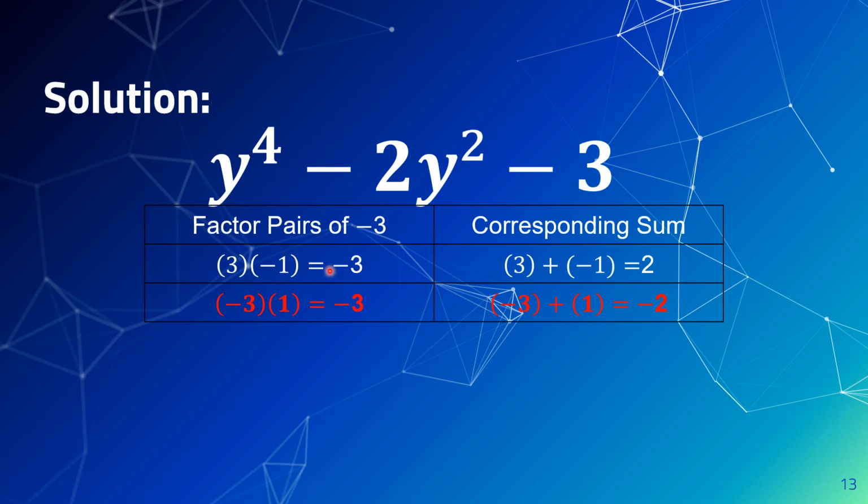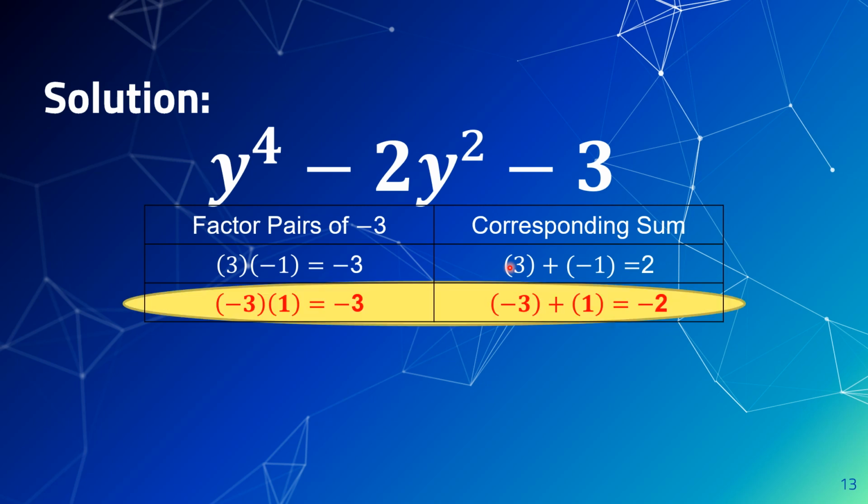So the first factor pair is 3 times negative 1, which is negative 3. But if you add 3 plus negative 1, the sum is positive 2, which is not the same as the middle term. It should be negative. Interchanging the signs, you have negative 3 times 1, which is negative 3. And the sum, negative 3 plus positive 1, is negative 2. Therefore, the second pair satisfies the given condition.